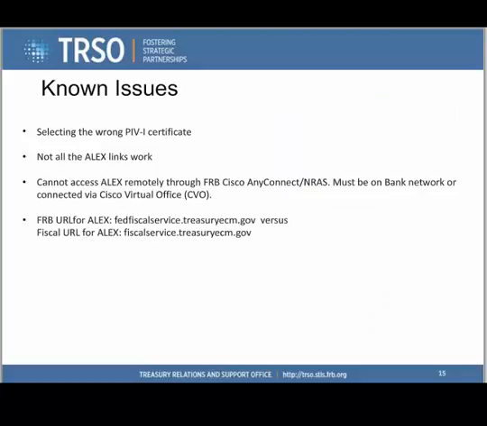All right, so once you've gotten access to ALEX, or if you haven't gotten access to ALEX, there are a couple of known issues. What we've seen in some of the pilot testing is that some folks are able to successfully get the VPN client loaded and installed. However, they're unable to successfully navigate or negotiate a connection into the Fiscal Service environment. And oftentimes that's because they've selected the wrong PIV-I certificate. So again, it's important to make sure you have selected the right one, and you can do that by looking at the details and making sure it says client authentication.